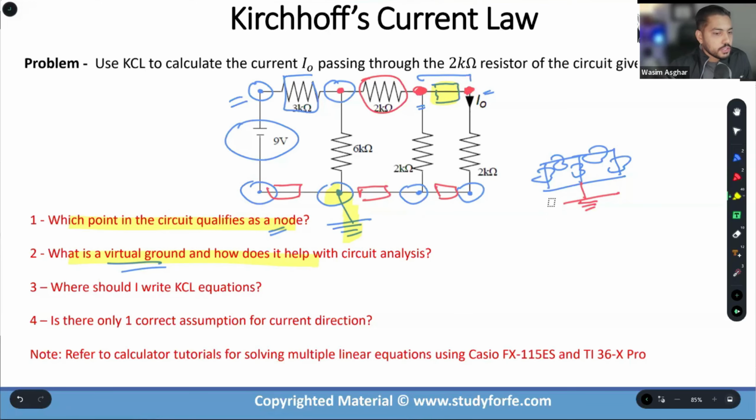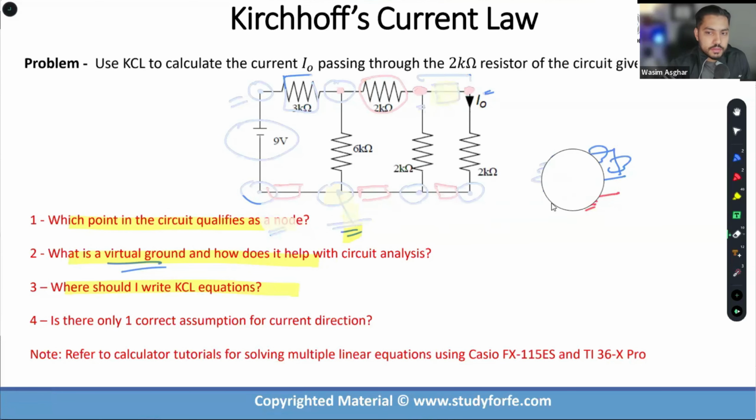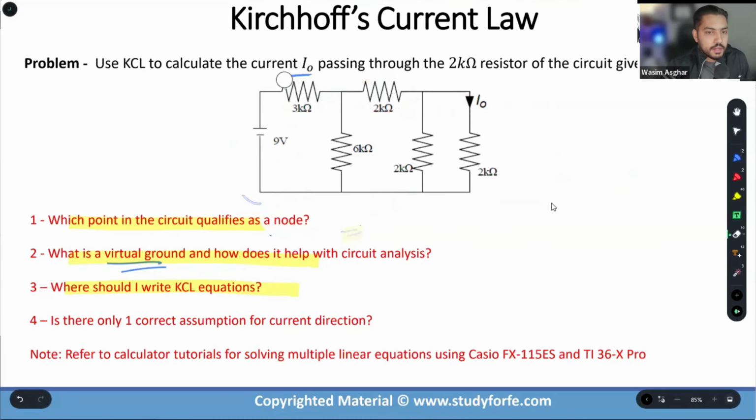Okay. Where should I write the KCL equations? This is a third question. You should write the KCL equations at the nodes. Or more specifically, at the nodes where you do not know the voltage. It's important. Let me explain why. So if I look at this circuit that we're discussing, let me simplify it by adding a virtual ground over here.